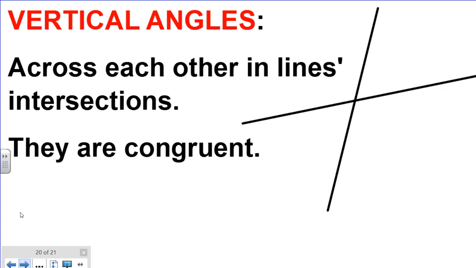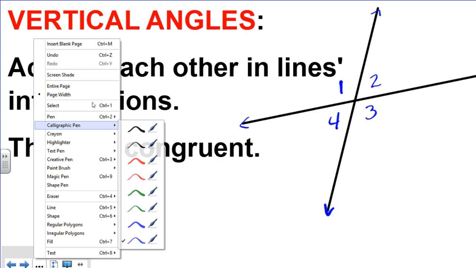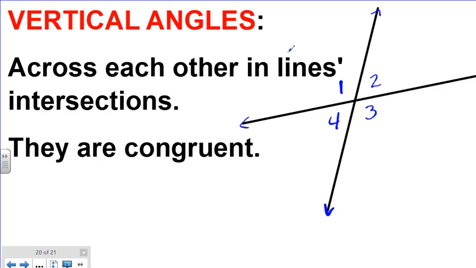Almost there, right? And last but not least, vertical angles occur when two lines intersect one another. You've got these two lines extending forever, minding their own business, and then they cross each other up. And when they do that, they always create four angles. Angle 1, angle 2, angle 3, and angle 4. And if you have two angles that are across from each other on a line's intersection, they are called vertical angles, and they are congruent to one another.